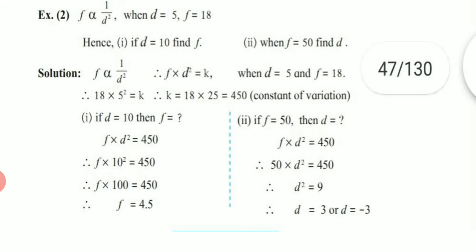First example, if d is equal to 10, then f is equal to how much? F into d square is equal to 450. F into 10 square is equal to 450. If we solve this, we get f is equal to 4.5. Second example, if f is equal to 50, then d is equal to how much? F into d square is equal to 450. 50 into d square is equal to 450. D square is equal to 9. Therefore, d is equal to 3 or minus 3.